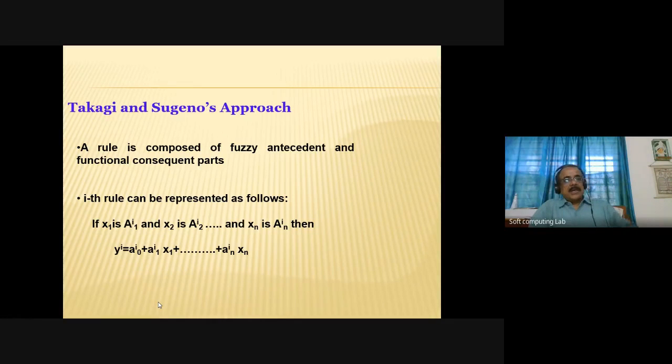And this Takagi-Sugeno approach is another very popular approach of developing the fuzzy reasoning tool. Here we will be getting better accuracy, but at the cost of interpretability. That means if you read a particular rule, you will not be able to visualize its output. Now let us see the principle of this Takagi and Sugeno approach.